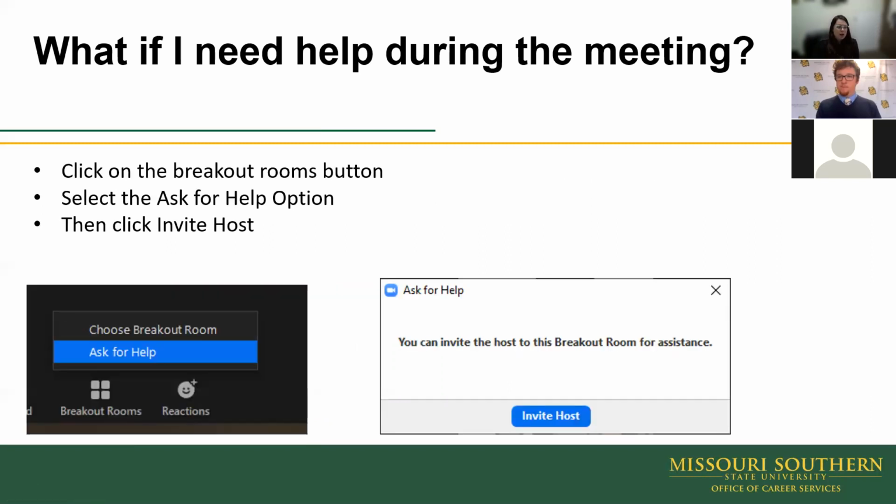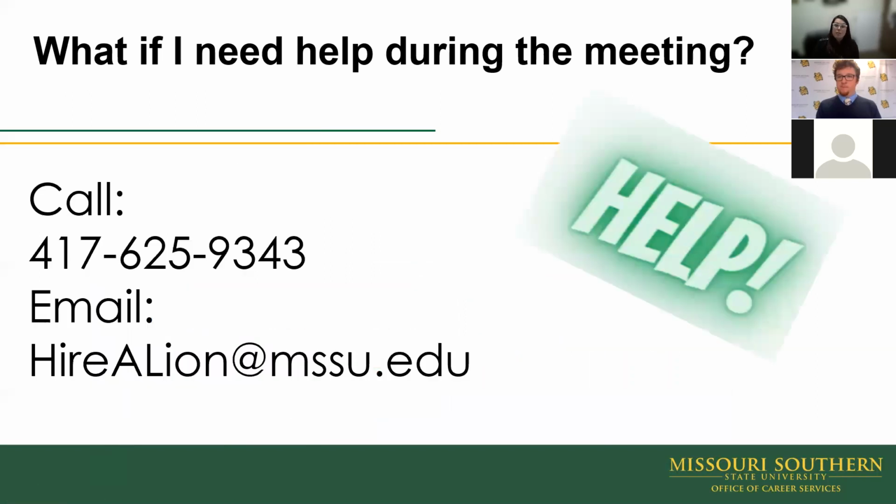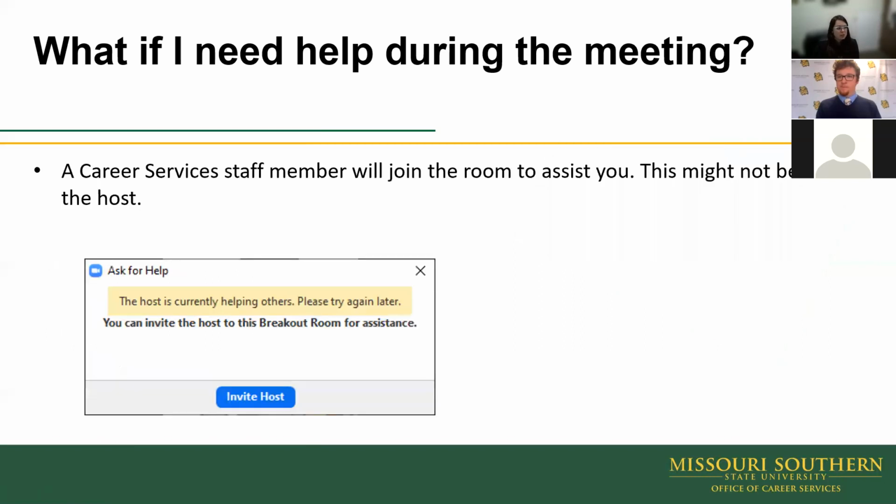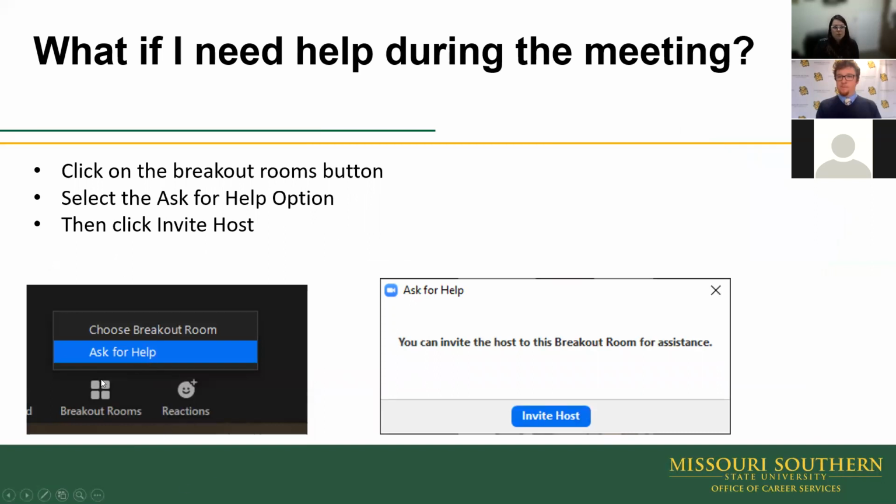So that's one way that you can ask for help during the meeting if you have a quick question or something like that. There are a couple of other ways to reach out to us too. You can do the good old-fashioned 1990s technology of giving us a call. This is our main office line, so we will all hear it ring. Anybody can pick it up, and that's 417-625-9343. Or maybe you're not near a phone for whatever reason, you can always shoot us a quick email, hirealine@mssu.edu. And again, we all monitor that. So we'll be quick on the ball to give you some help if you need that. So please just remember that there is that ask for help button when you are in your breakout room.